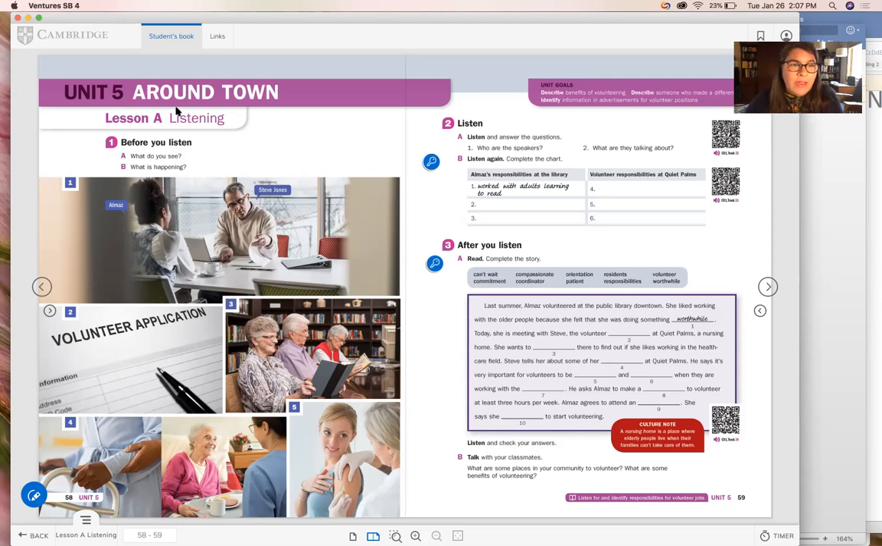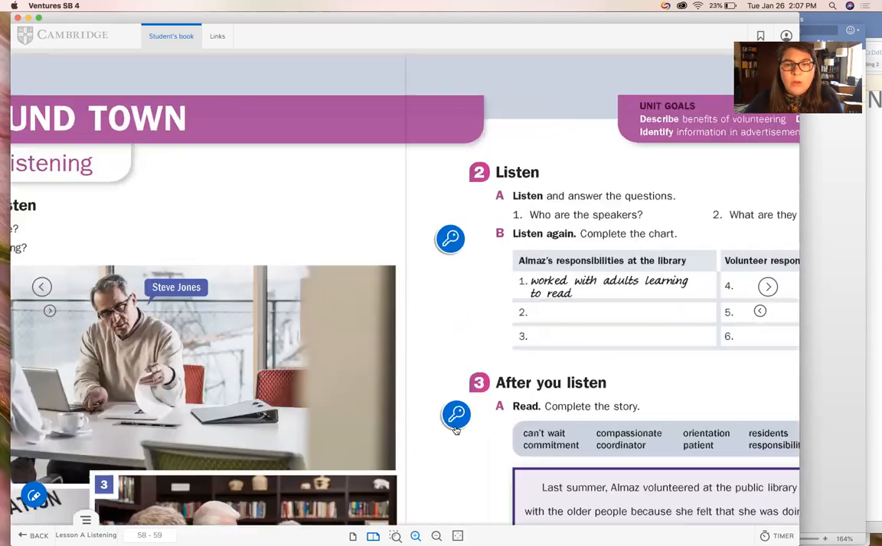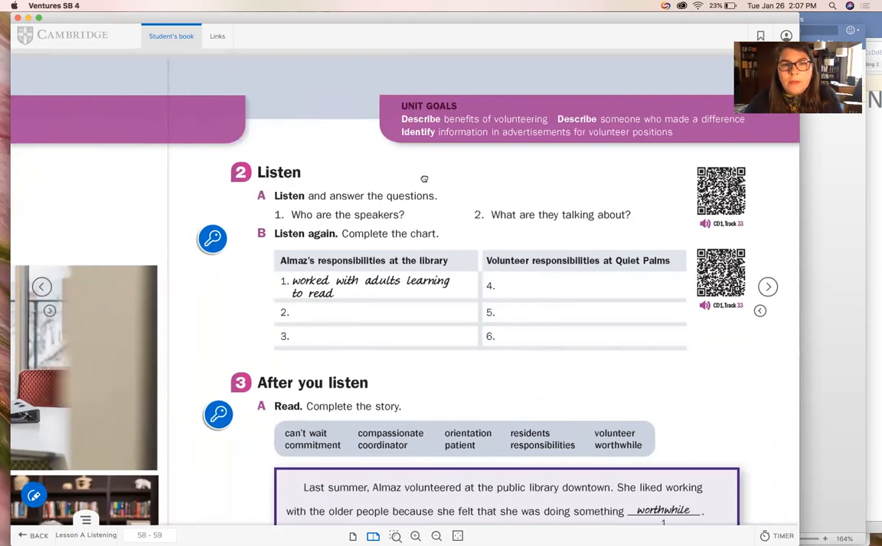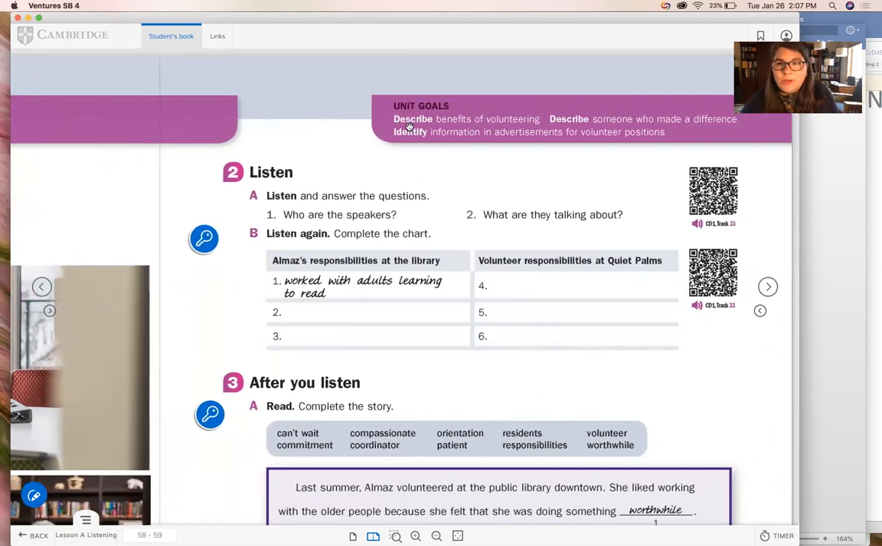All right, so Unit 5 is called Around Town. And I'm going to show you some of the unit goals, meaning what we're going to study in Unit 5. So the first thing is we're going to learn to describe benefits of volunteering. Benefits mean good things, right? What are the good things about volunteering? And volunteering is working or helping people for free, just helping out. So this first lesson is about describing the benefits of volunteering.